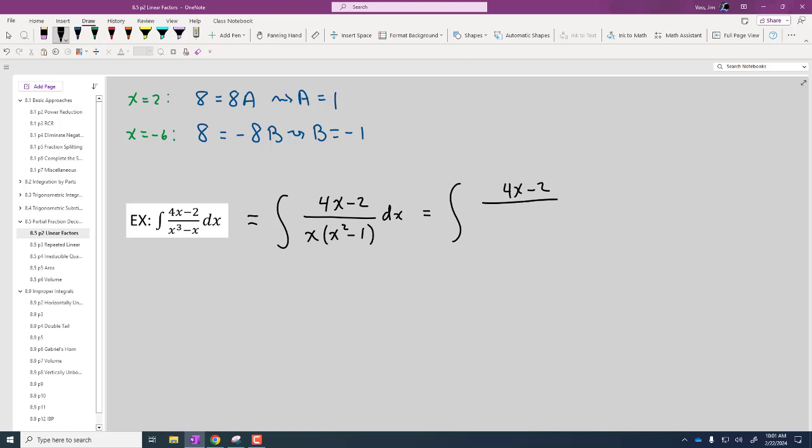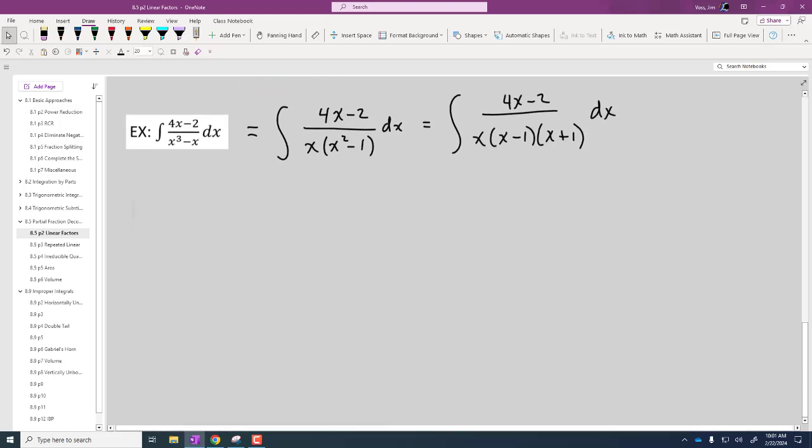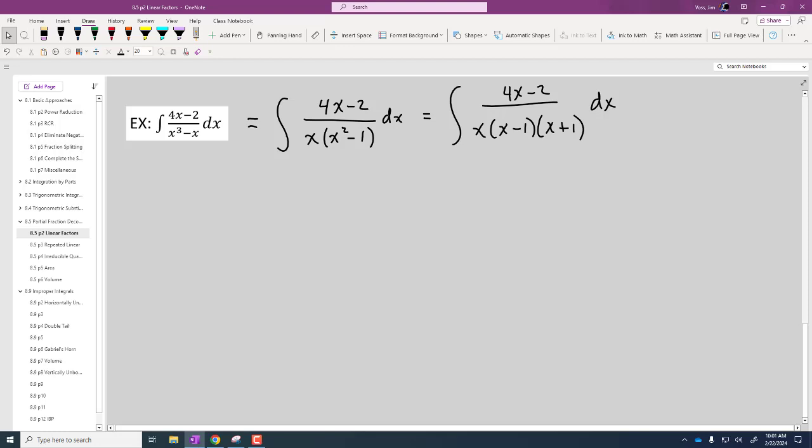X squared minus 1 is the difference of squares, and we know how a difference of squares factors. So we have that now. Okay, so now it's totally factored. We have 3 linear factors. Now we are going to go to the guts.